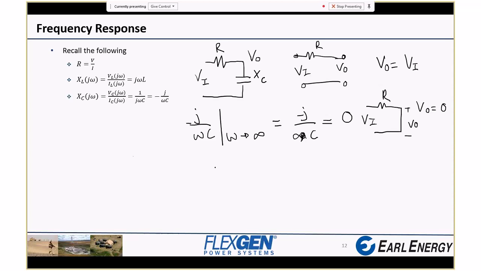At intermediate frequencies, what you'll end up with is something in between. I'm not going to do out all the equations for that. I just want to help you get the intuitive understanding that this is a low pass filter. At low frequencies, the output equals the input. At high frequencies, the output is 0.